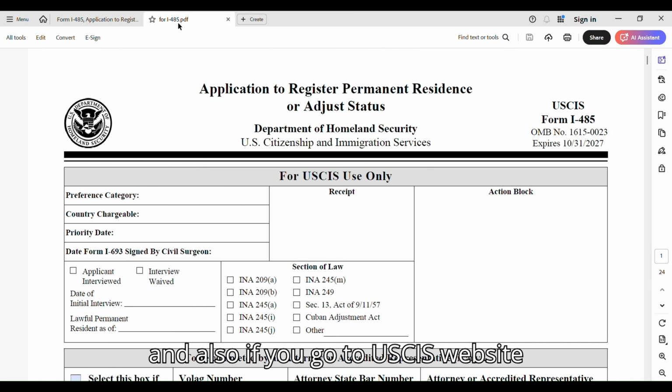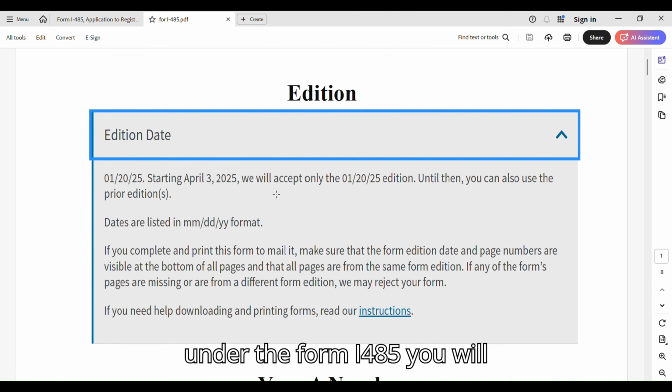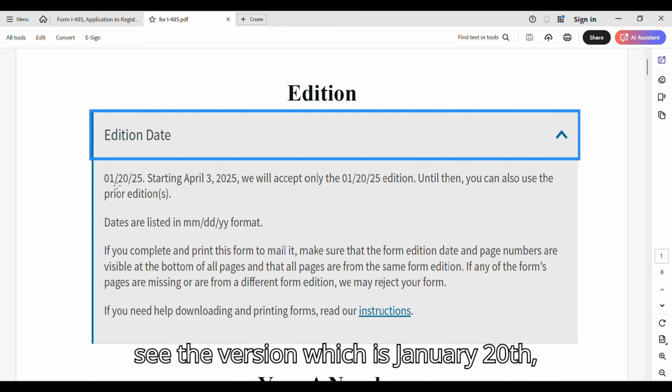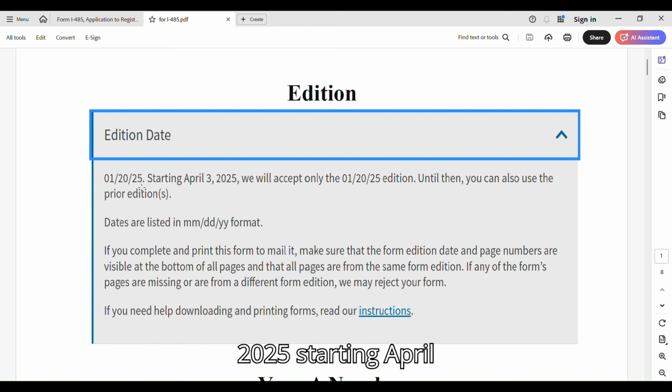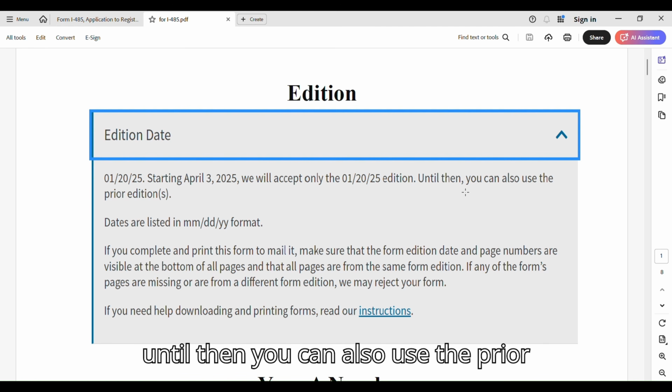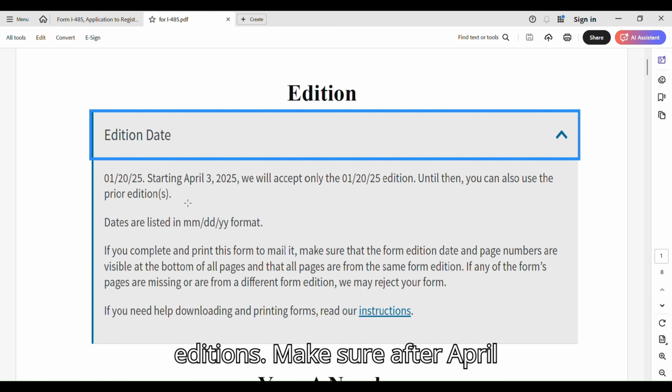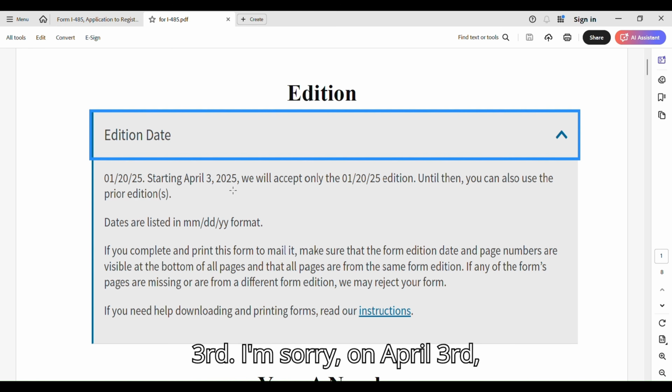And also, if you go to the USCIS website under the Form I-485, you will see the version which is January 20th, 2025. Starting April 3rd, 2025, they will accept only this version. So until then, you can also use the prior editions. Make sure that on April 3rd and after, you file this version. Do not file the prior versions.